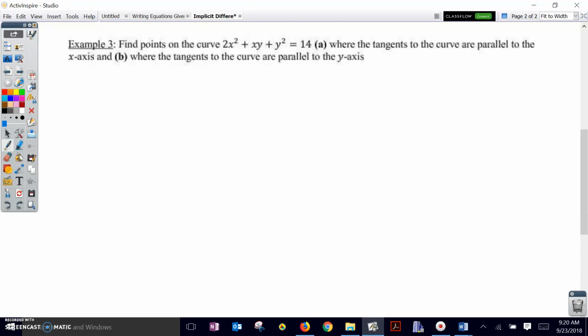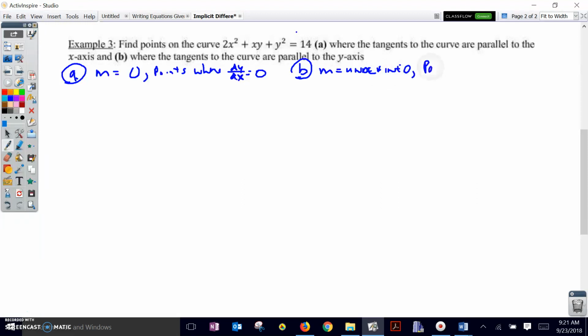So let's think about what that means. First of all, for part A, in order for the tangents to be parallel to the x-axis, we need the slope of the tangent line to be 0, which means we're looking for points where the derivative is 0. Okay? And in part B, we're looking for a slope that is undefined. So we're looking for points where the derivative is undefined.